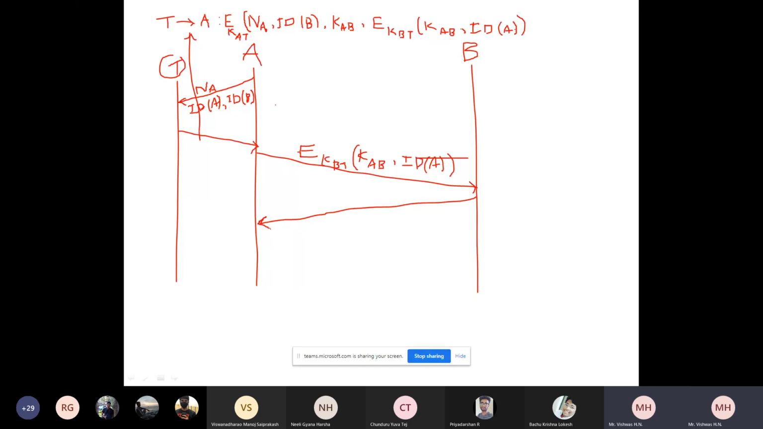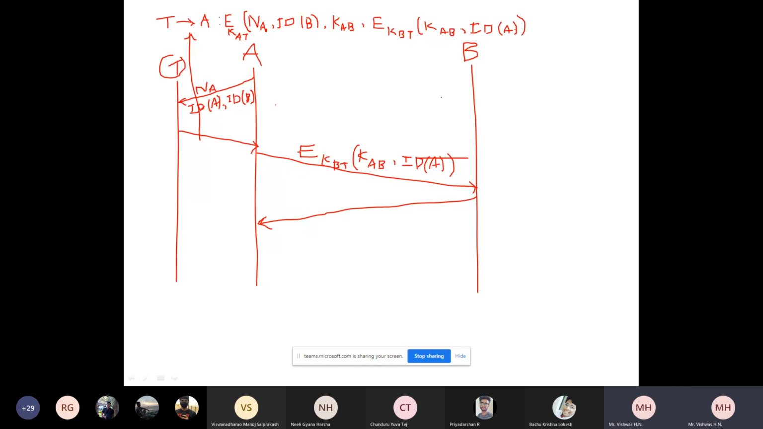Is that clear? B, upon receiving that, has the key, that is KBT, we already have, because that is a key generated for communication between B and T. It has it and it decrypts it. When it decrypts, what will it see? It will see a new key called KAB and ID of A. We will understand that, okay, when the trusted third party has encrypted this information, obviously it should be right information, genuine information, which is coming from A.